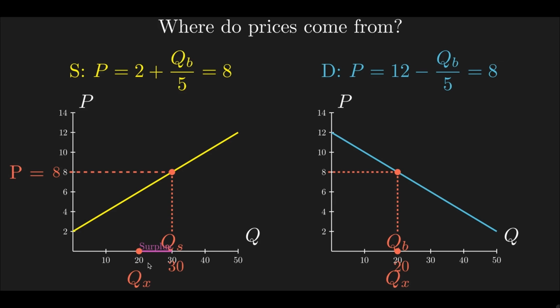So if the price is too high, there are incentives to lower. And if the price is too low, there are incentives to raise the price on both sides of the market. This gives us the clue as to where prices come from, which we will conclude in the next video.